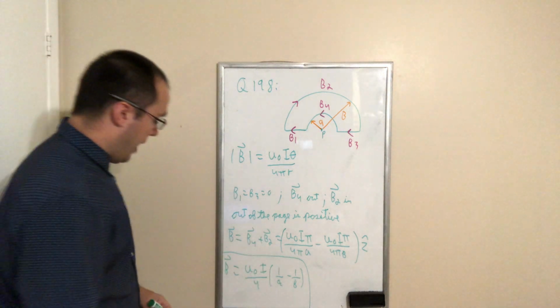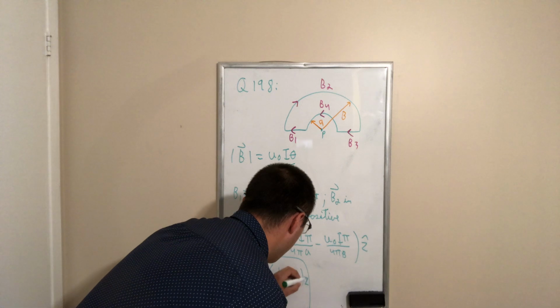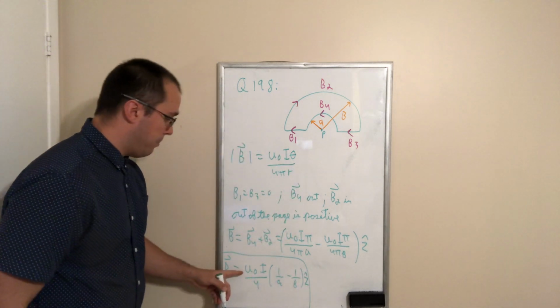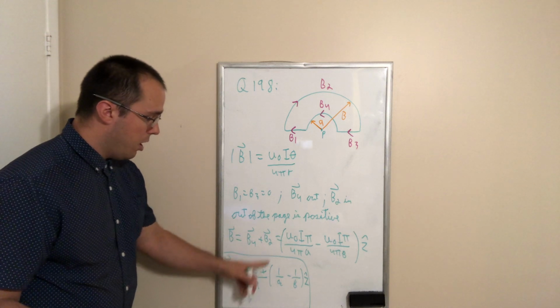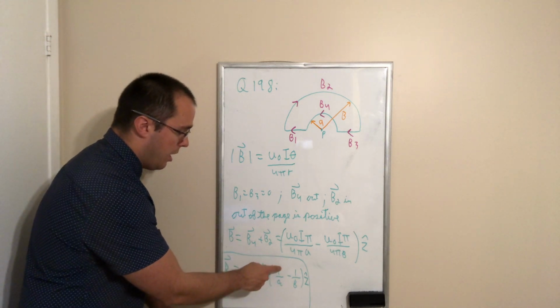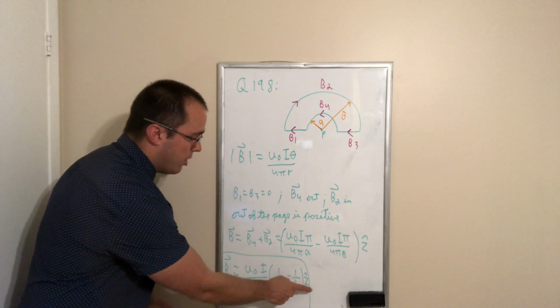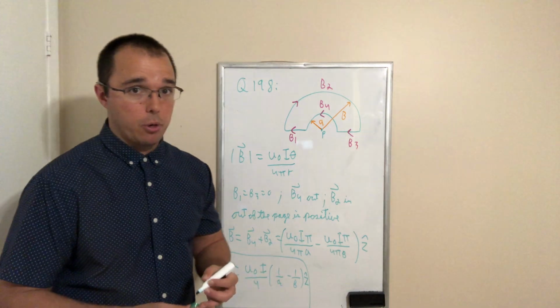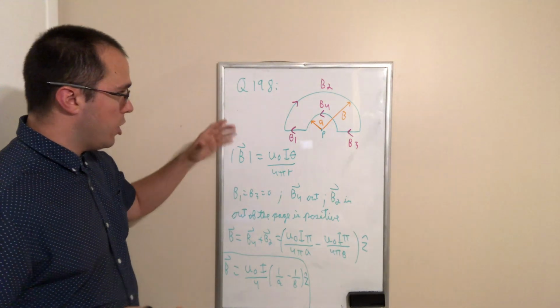Then I isolate the value and we get this formula: the permeability of free space multiplied by the current, divided by 4, multiplied by the parenthesis 1 divided by A minus 1 divided by B, in the Z direction. That's important. So that's it for this question.